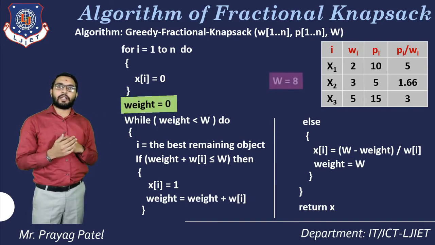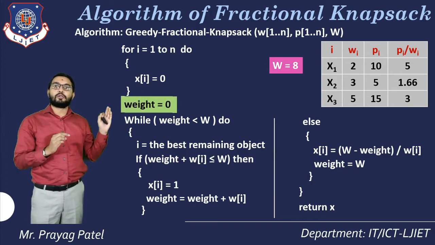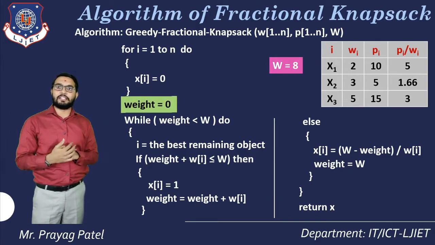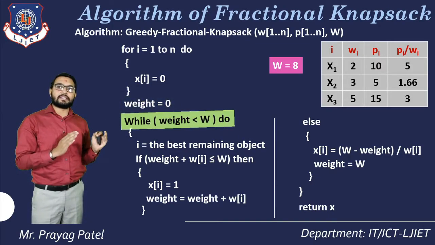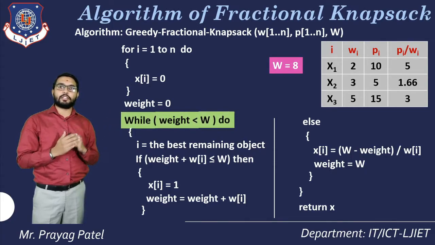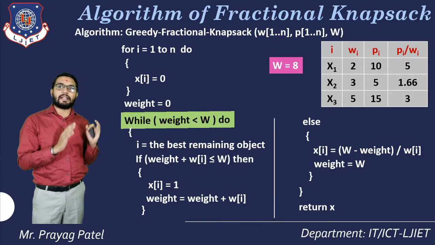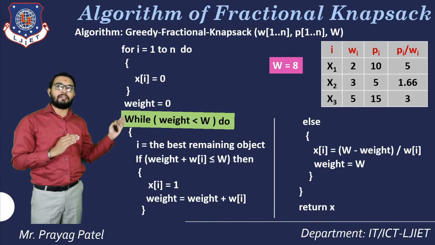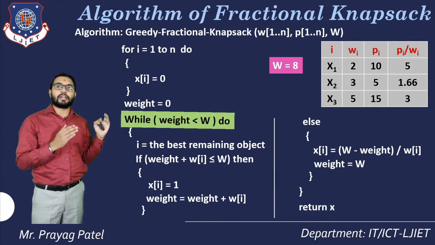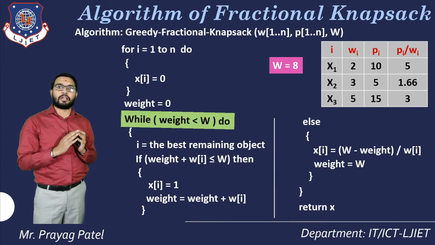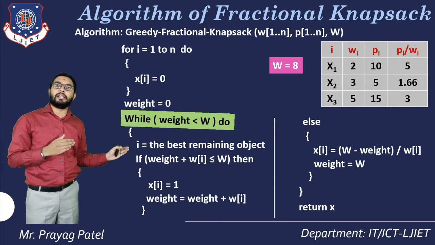Now consider capital W, the given capacity of the knapsack, equal to 8, and the total weight initially 0. Now the next condition: while weight is less than capital W, do. This means you can select objects one by one until the weight is no longer less than capital W. Initially weight equals 0 and capital W equals 8, so the condition is satisfied.